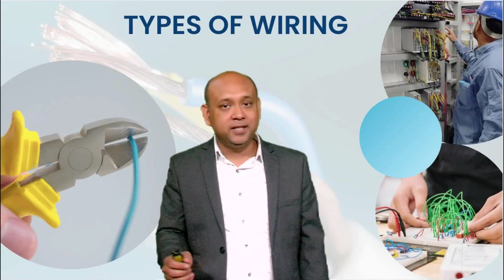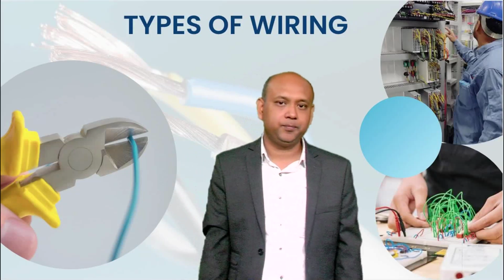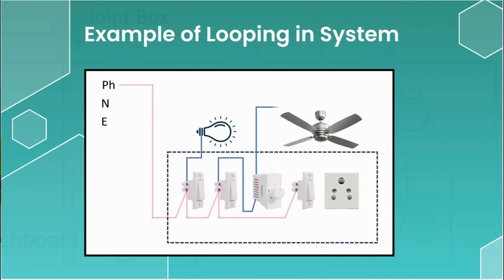Let's now look at an example of the looping in system. Let's start with the phase connection first. The phase wire from the distribution board is connected to switch number 1. From here, it is extended to switch number 2 and switch number 3. The load terminal of switch 1 is connected to the lamp. The load terminal of switch 2 is connected to the fan regulator, and the other terminal of the fan regulator is connected to the fan.